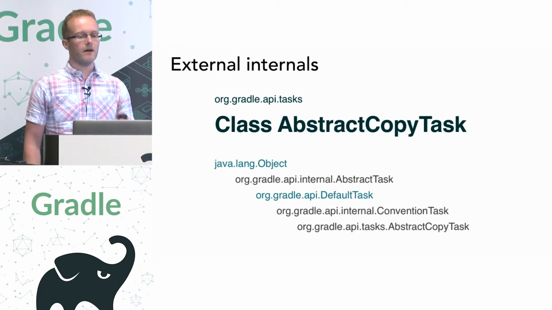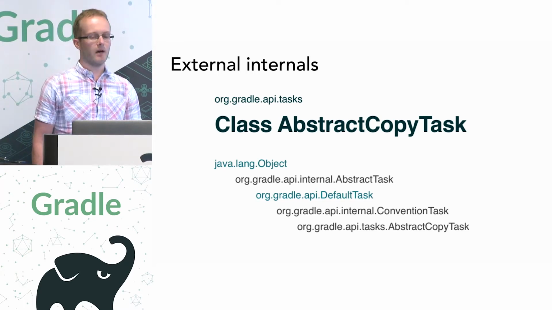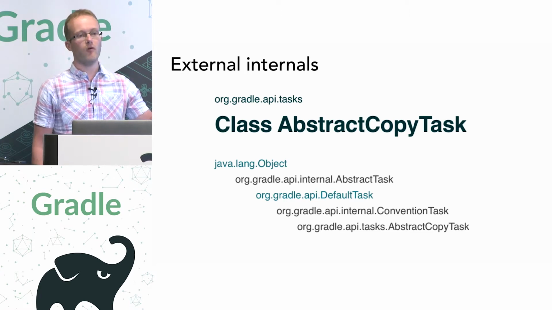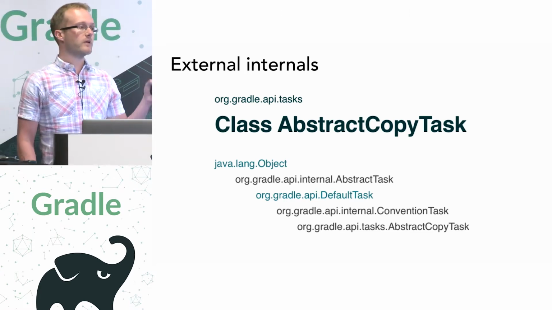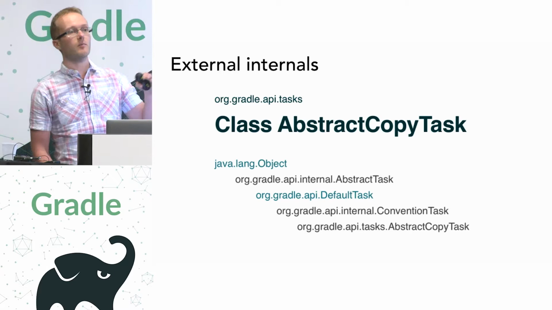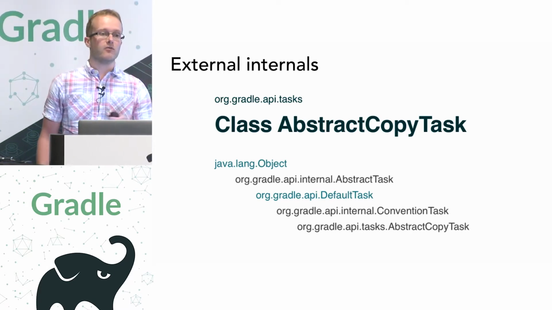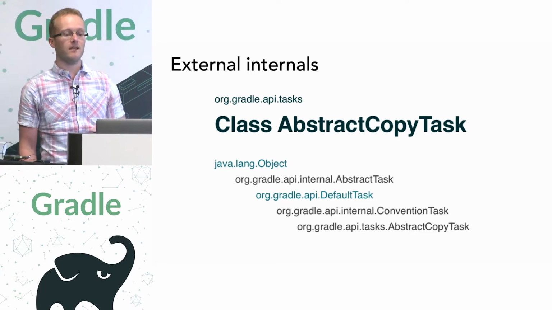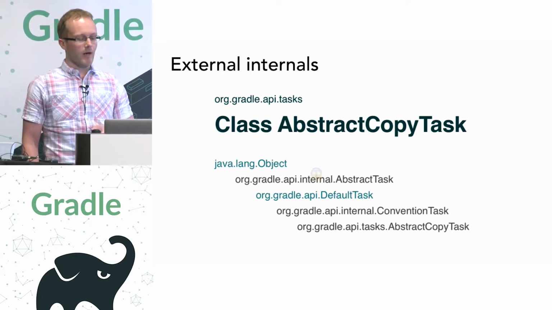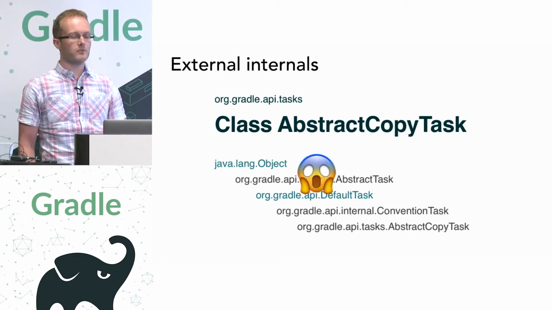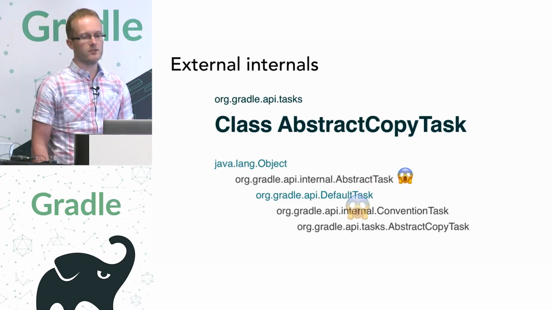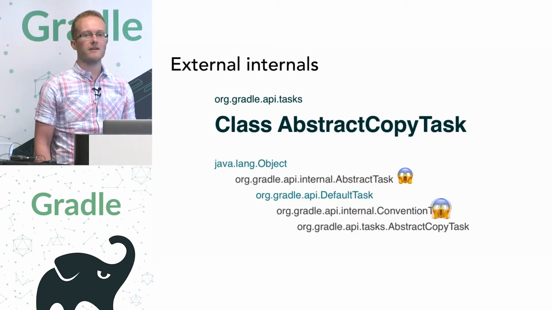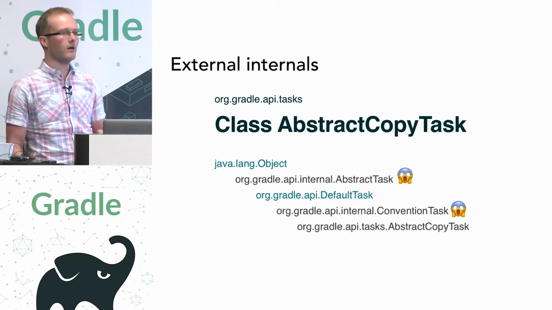So you can see here, abstract copy task. This is a superclass of Gradle's jar task, and Spring Boot's jar task is a subclass of Gradle's jar task. So that boot jar task that I showed you earlier has abstract copy task in its type hierarchy. And you can see here that abstract task is in an internal package, and also convention task is in an internal package as well.